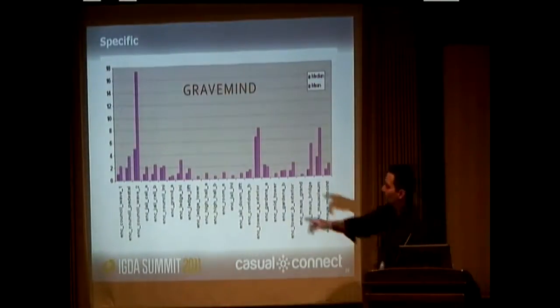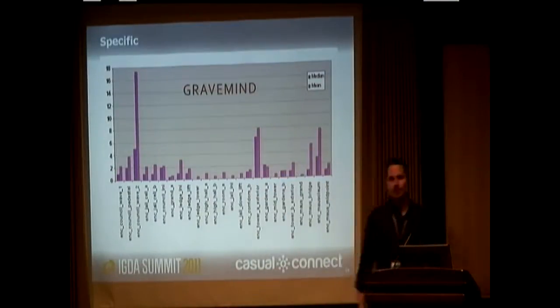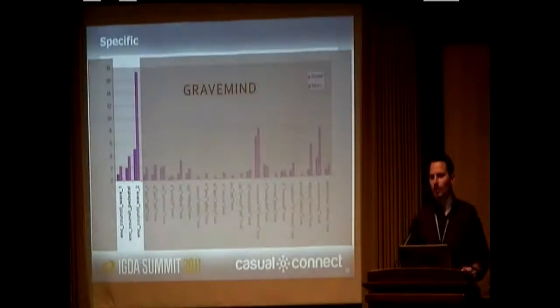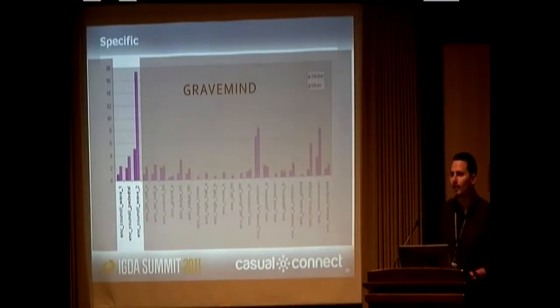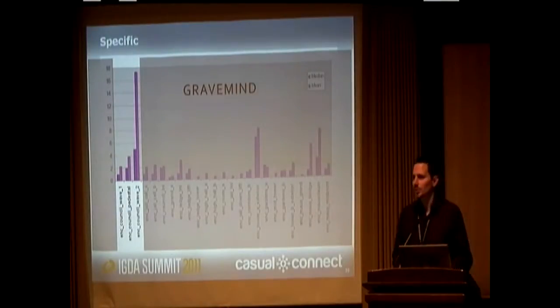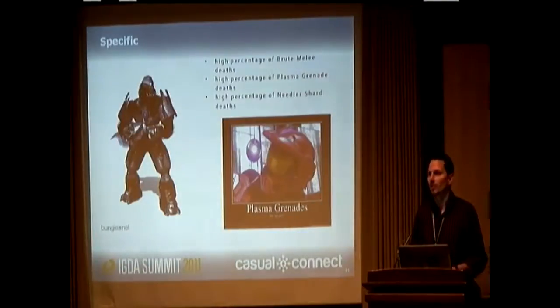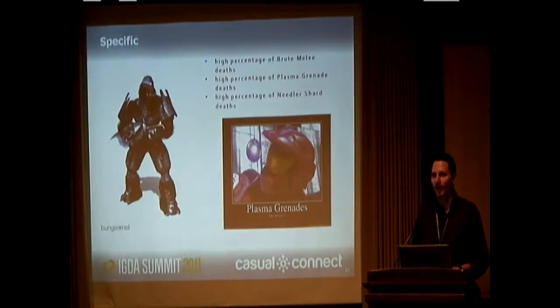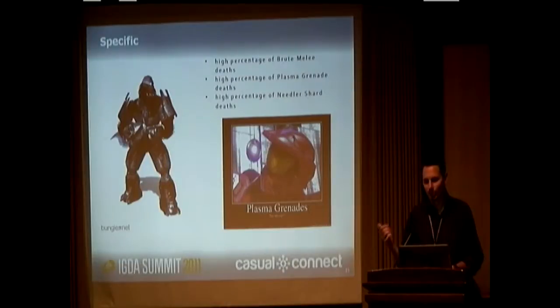Within that mission, we have a particular encounter that's too hard. All the deaths are happening there. Now we're getting a little bit more specific. I at least know where I need to focus. But if you can get even more specific in saying why that's happening, people are dying due to brute melee deaths, plasma grenade deaths, and needler shard deaths, now you've got some more information that you can actually act on. Now you know which levers to start pulling and playing with in order to actually fix the experience.